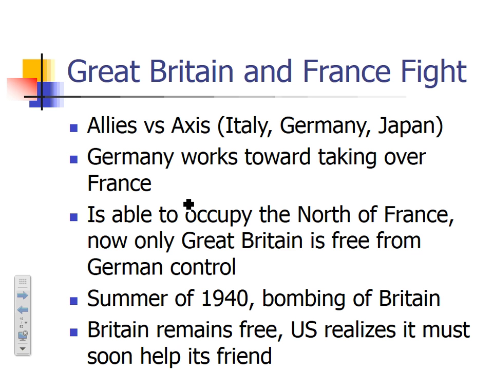Already mentioned the Allies and the Axis powers. He's working to take over France. He's able to control the north of France. And so really at this point, there is a small group of France that remains free. And the leader of the Free French Forces is Charles de Gaulle. Charles de Gaulle, he is the leader of the Free French Forces. But basically all of France gets taken.